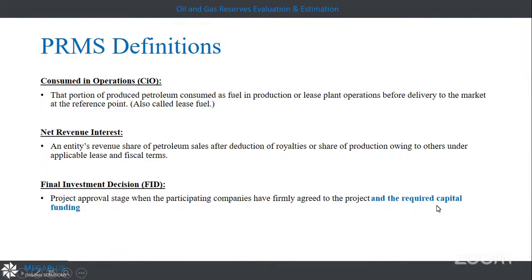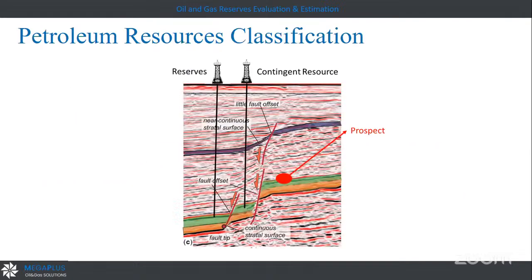But if the company is approved by the SEC, when they say that we have a final investment decision, they have the fund. But according to PRMS, only the company agreed or the participating companies agreed. So according to that, you will find the company strategy or the company announcement differ from one another.